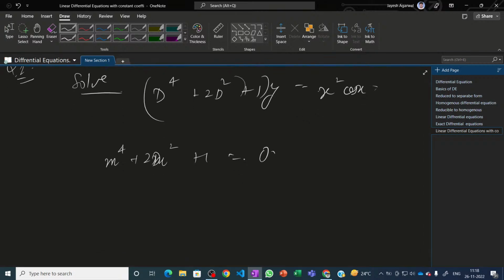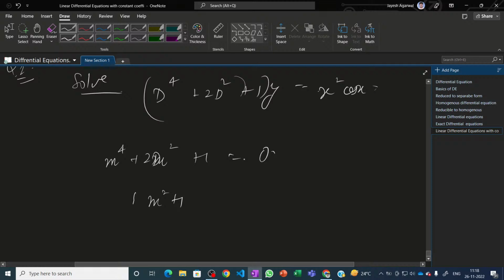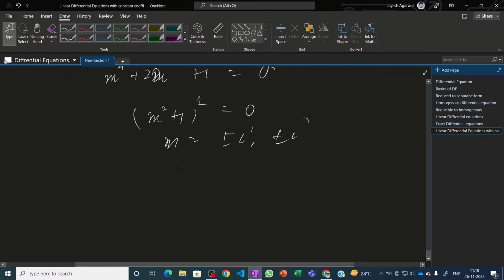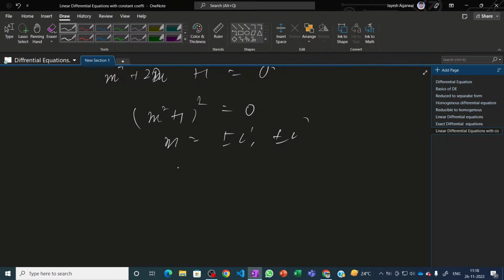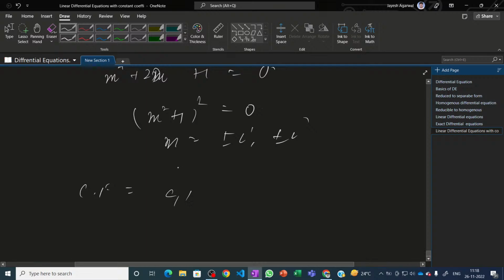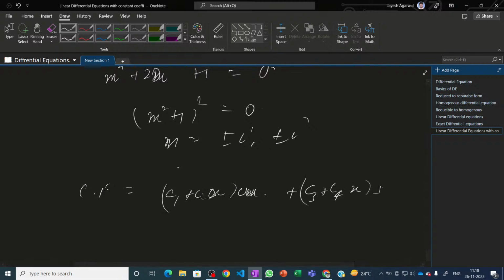So this can be written as (m square plus 1) whole square equals 0. So then m equals plus minus iota and plus minus iota. So here roots are repeated and equal. So the CF would be (C1 plus C2 x) into cos x plus (C3 plus C4 x) into sin x.